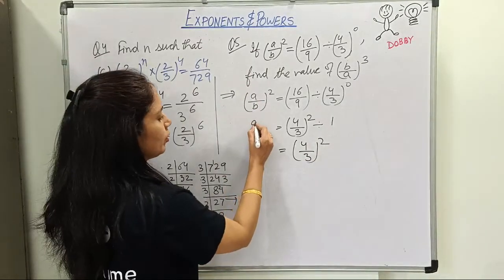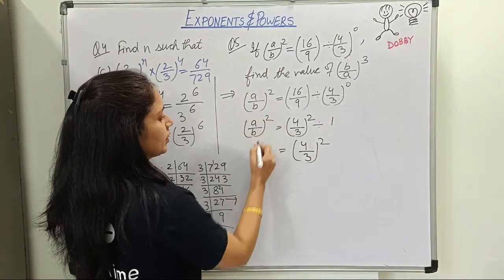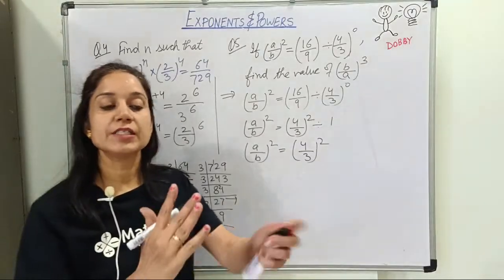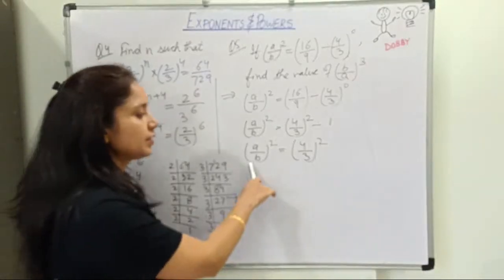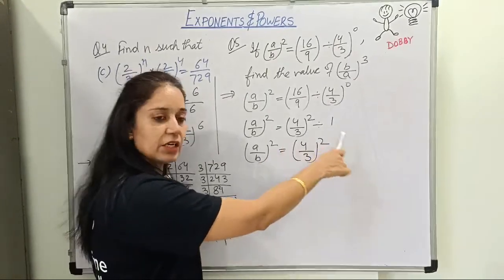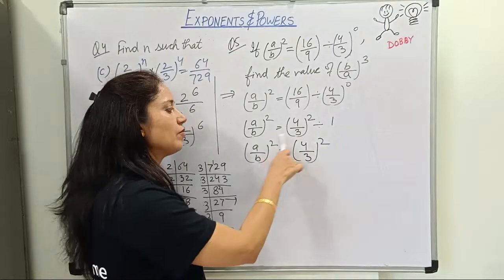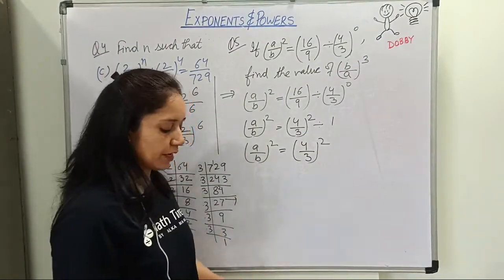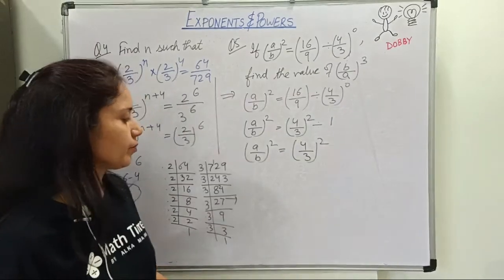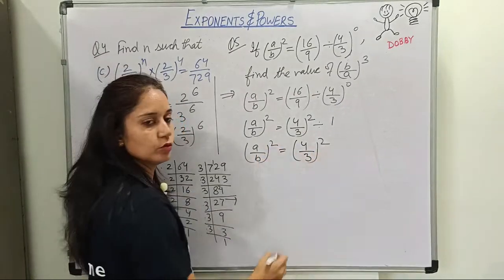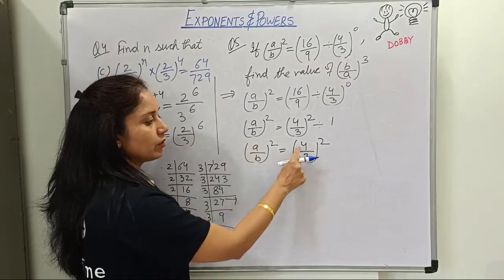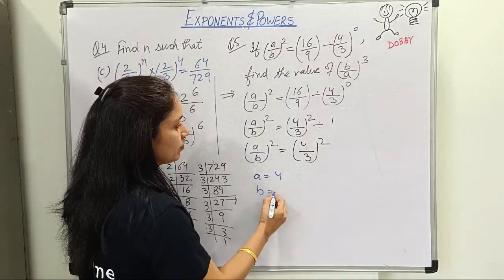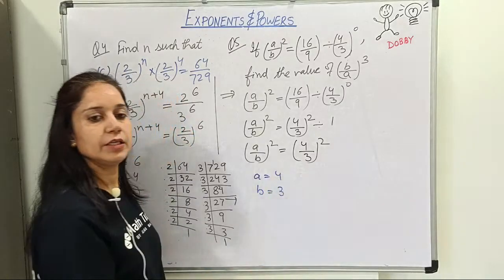And this side it is going A upon B whole square. Here also A upon B whole square. Now reverse case will be used. When bases are equal, powers are also equal. That means when powers are equal, bases are also equal. So from here we are going to find the value of A and B. Both the powers 2, 2. So that means A upon B equals to 4 upon 3. A equals to 4, B equals to 3.